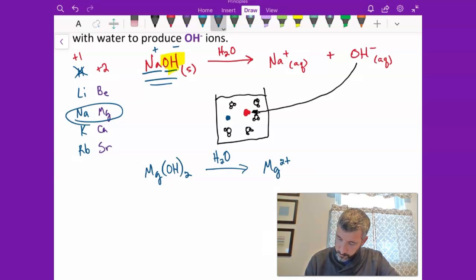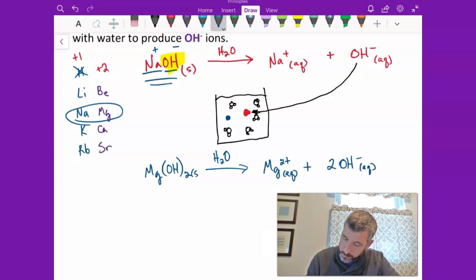Sodium hydroxide just had one hydroxide in it, which is why I only have one hydroxide as a product up there. With magnesium hydroxide, you notice there's a 2 there. That's because magnesium is +2 and hydroxide is -1, so you have to have 2 hydroxides. That also means that when it dissolves, for every 1 magnesium ion you get, there are also going to be 2 hydroxides, so you write coefficient 2 and then OH minus. These should be written (aq) for aqueous, and this over here is solid.